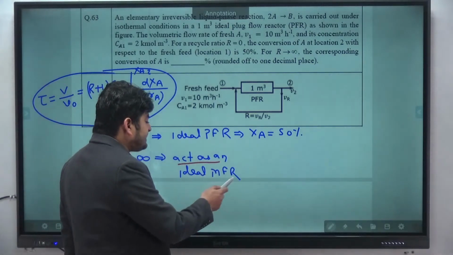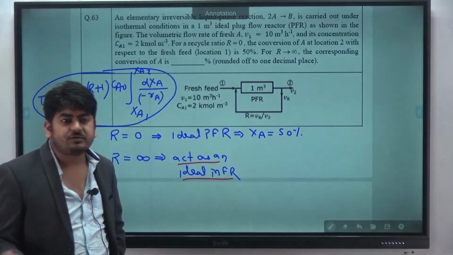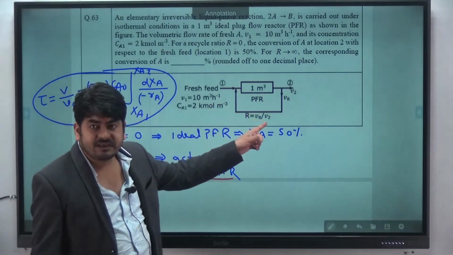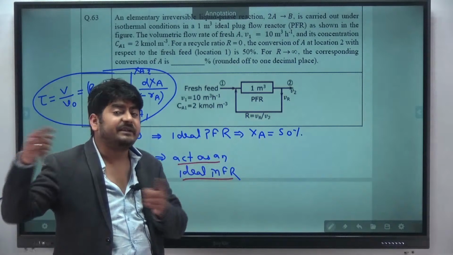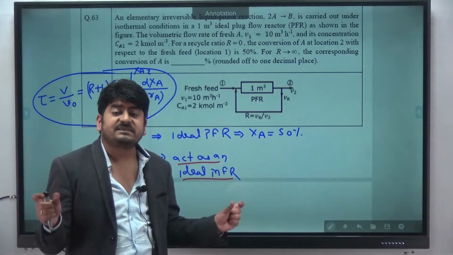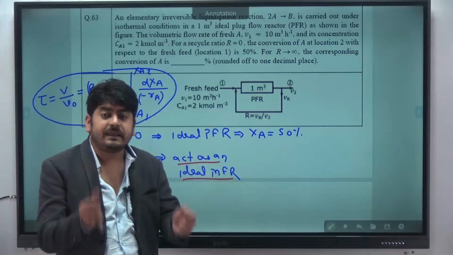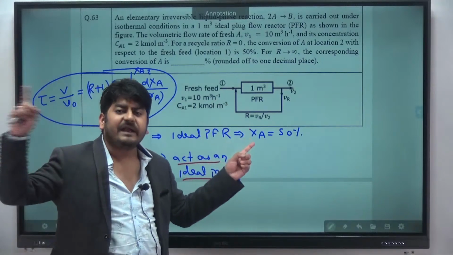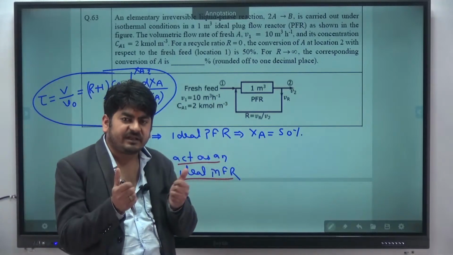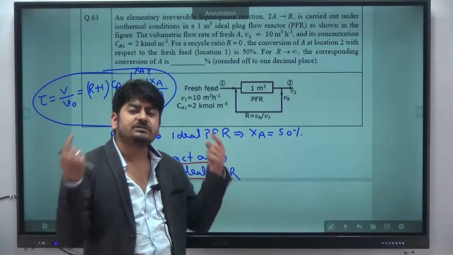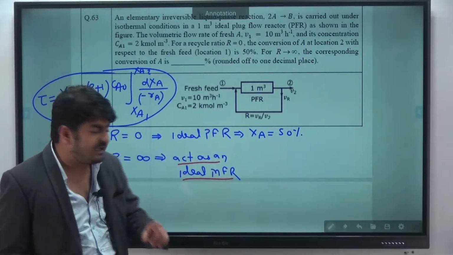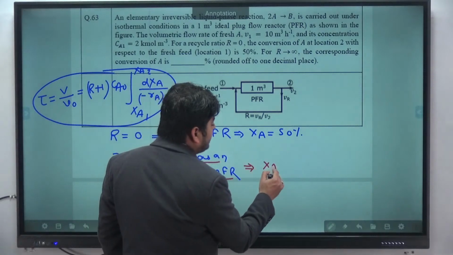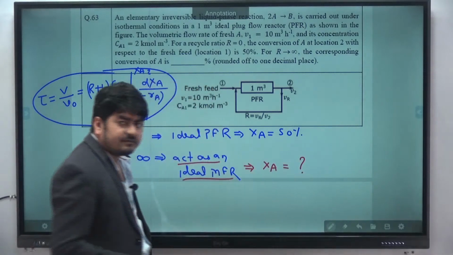We know that this system will act as an ideal MFR. So what is the meaning of this line? The meaning is PFR with infinite recycle will act as an ideal MFR. That means both systems will give the same result. Both the systems, PFR with infinite recycle and ideal MFR, for the given inputs, will produce the same results. So it means I can use the design equation of ideal MFR to calculate this conversion.